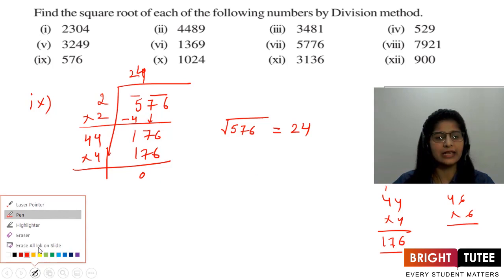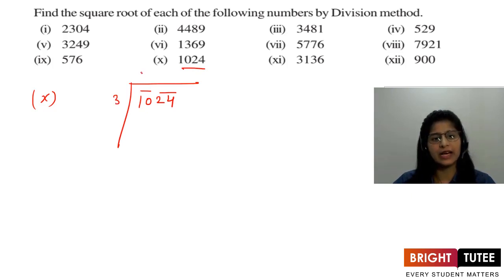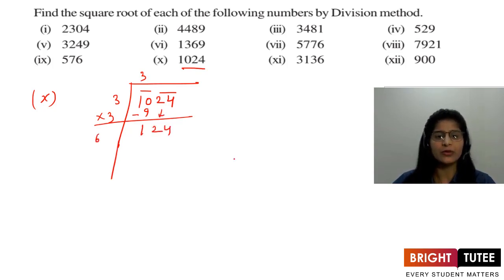Now let's try the next one, that is the 10th part, and the number is 1024. Form the pairs, put the bars. Now with 10 we will write 3 3s are 9. Subtract it, you will get 1. Copy 24. Double of 3 is 6. So you have to think of a number such that when you put the digit we get 4 at the end. Just see, with 4 we can get it, right?